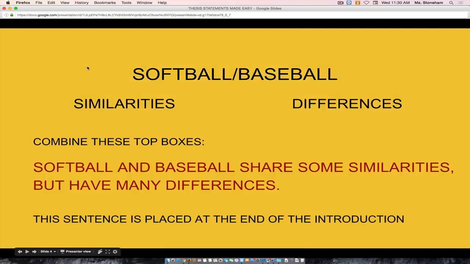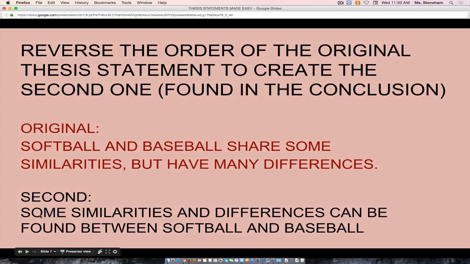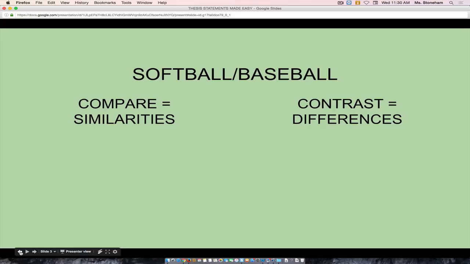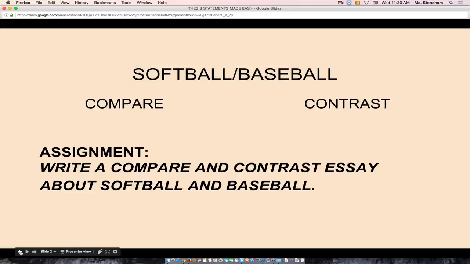Now, this is one way to do it. It's not the only way, but one way you could write a compare and contrast essay is to dedicate one of your body paragraphs to how they're the same and another paragraph on how they are different. You follow what I mean? What are some things that are the same about softball and baseball? They both use a sphere.